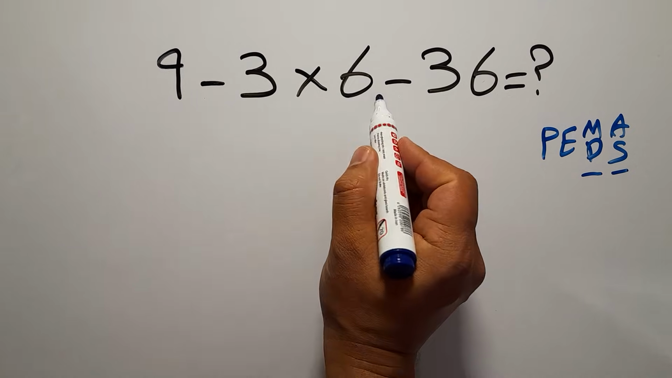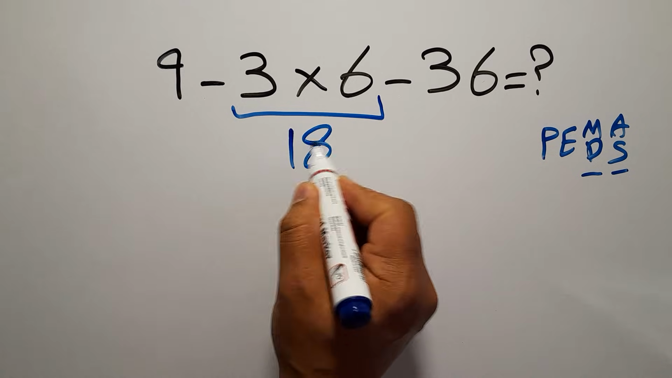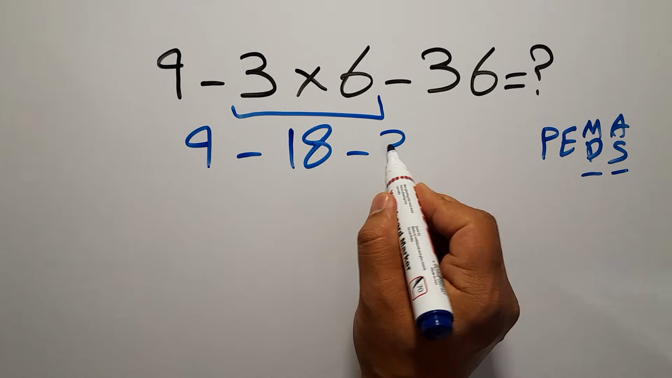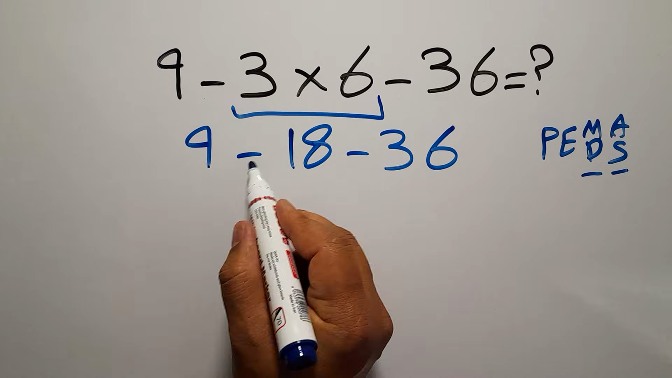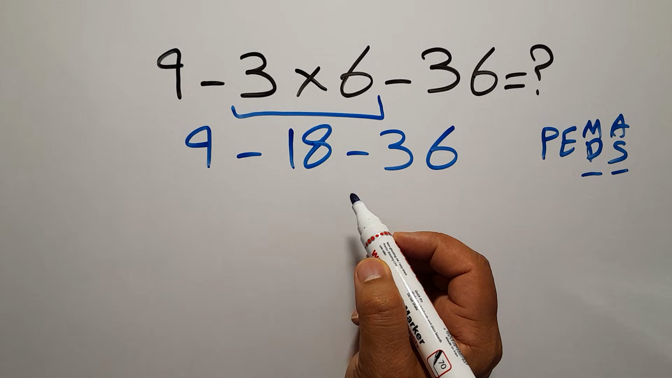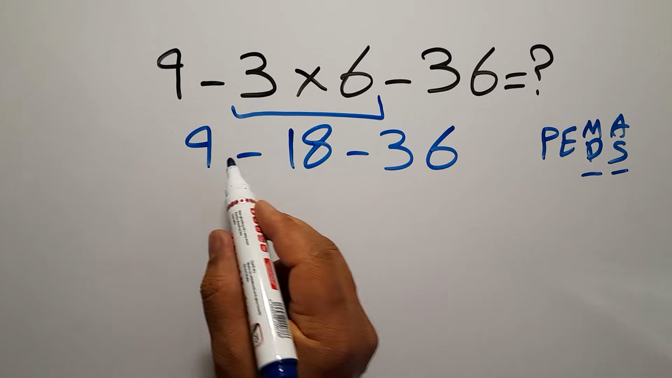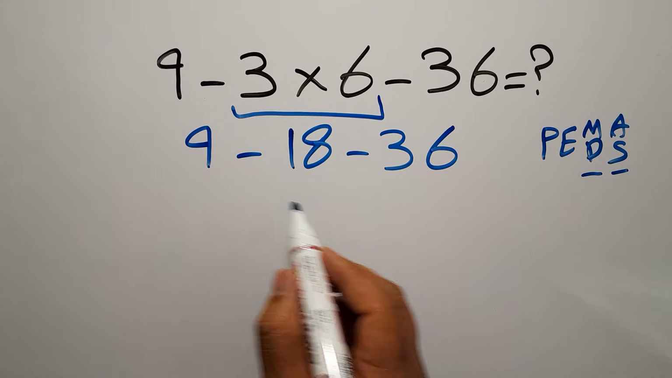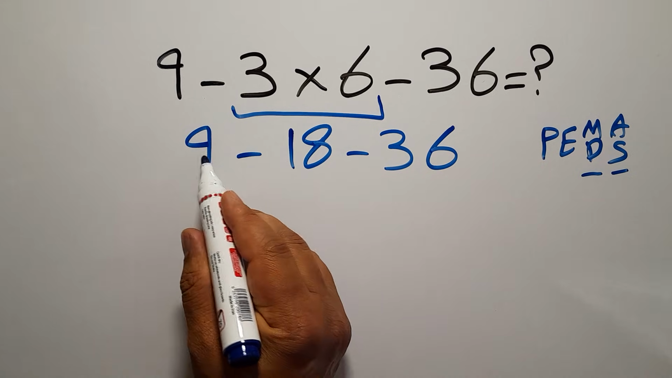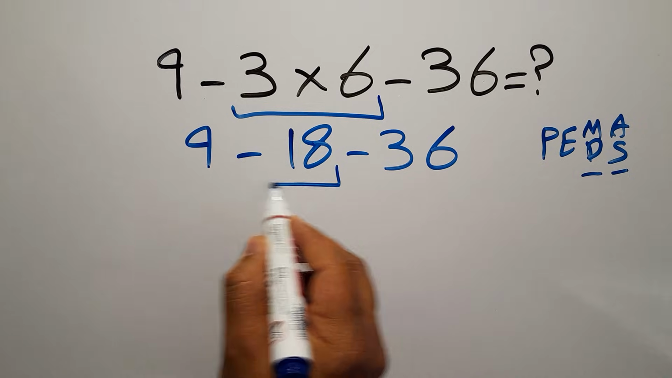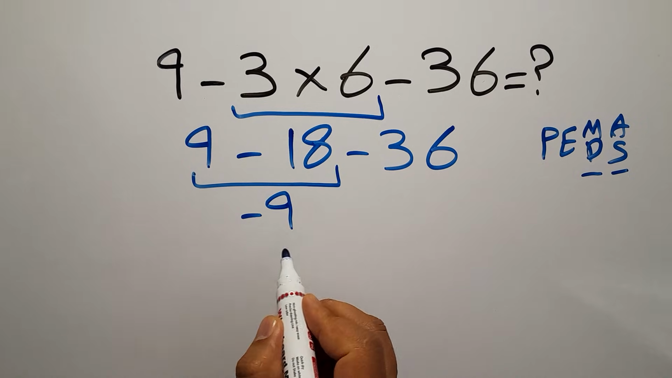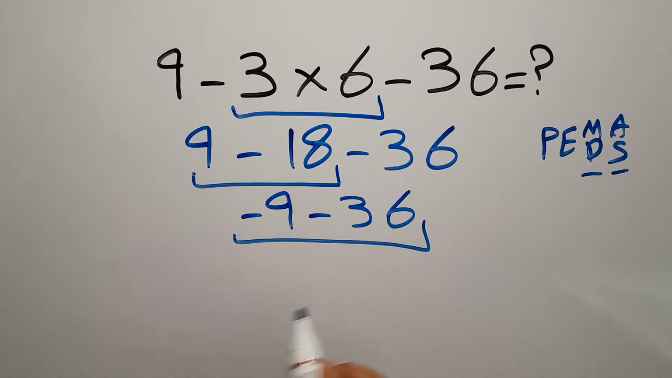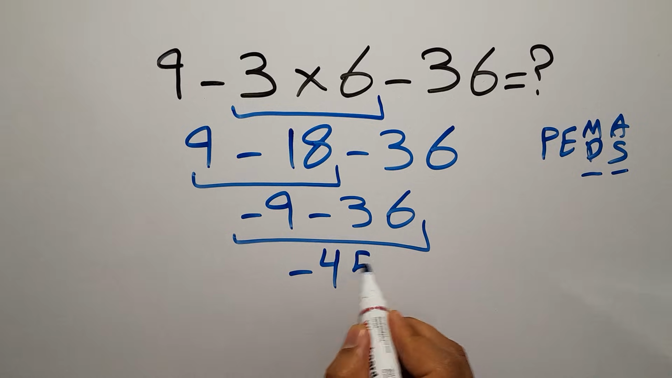3 times 6 gives us 18. So we have 9 minus 18 minus 36. Now we have 2 subtractions. And as we know, when we have more than one subtraction in one expression, we have to work from left to right. So first this subtraction, 9 minus 18, which equals negative 9. So negative 9 minus 36, which equals negative 45.